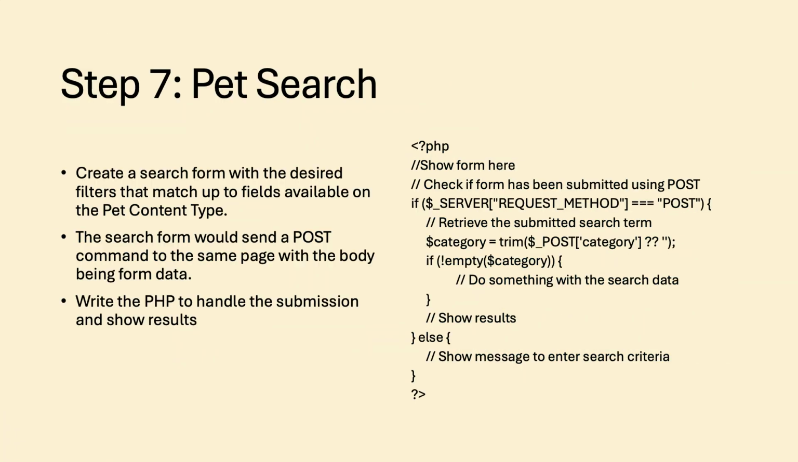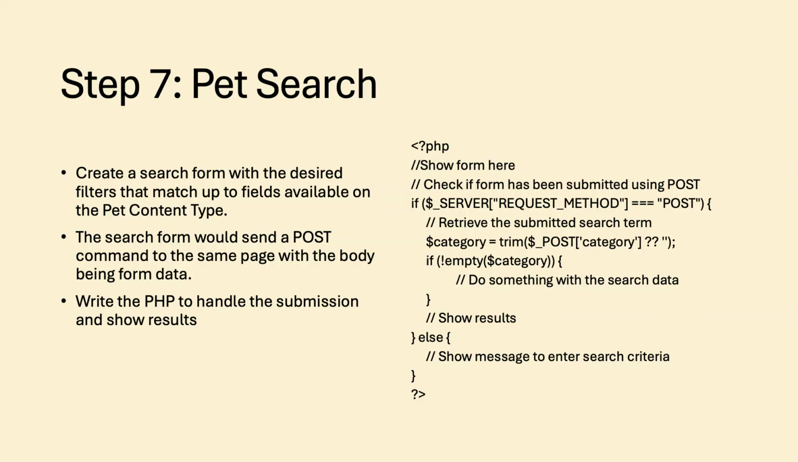And then step 7 is we have a pet search. So for here, you'd create a search form with the desired filters that match up to the fields available on the pet content type. So whatever fields you wanted to use for filters, you put on the pet content type. The search form would send a post command to the page with the body being in the form data, and then you'd write the PHP to handle it.